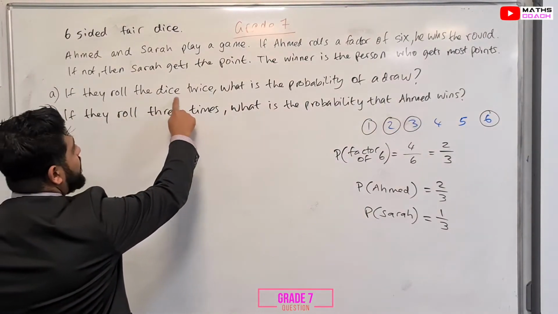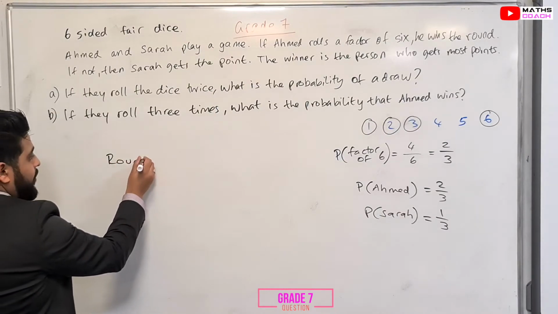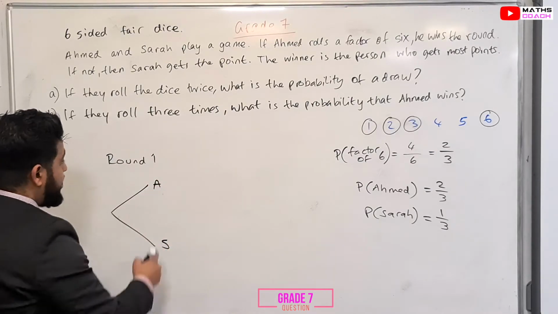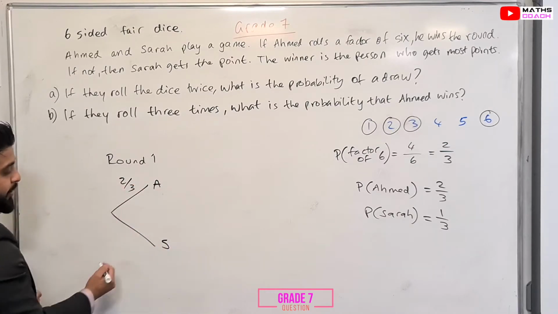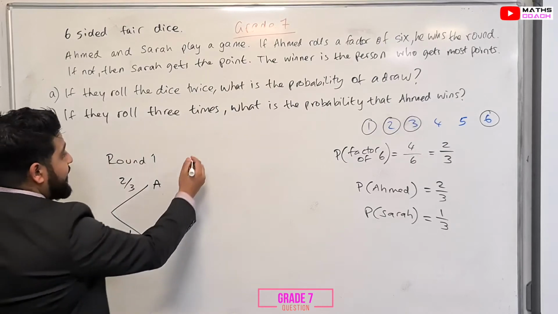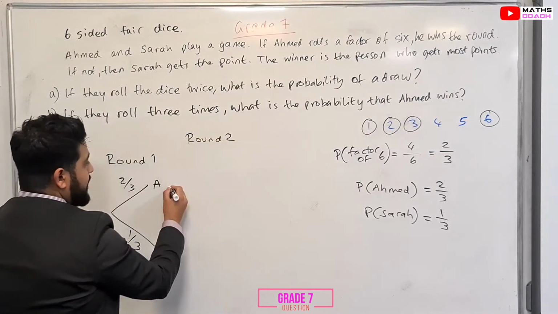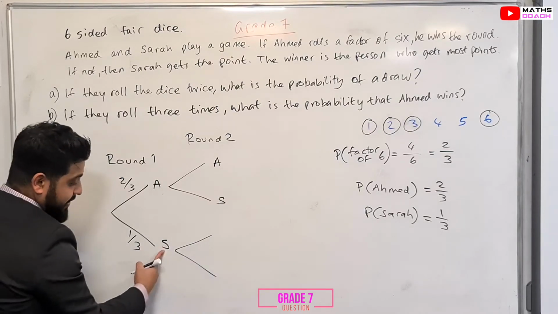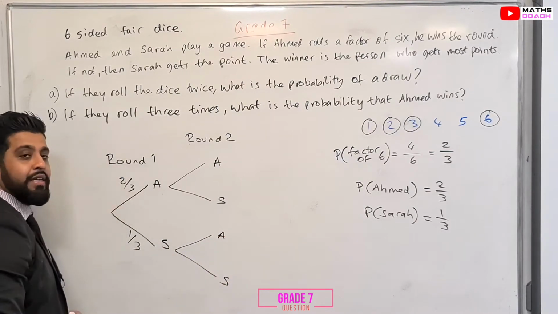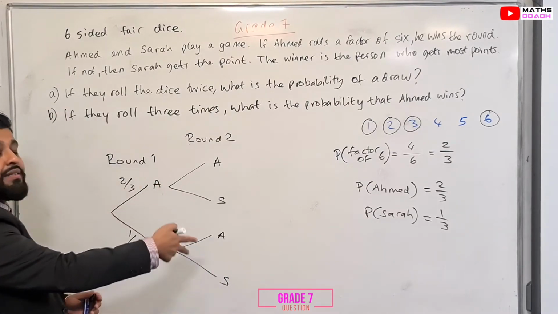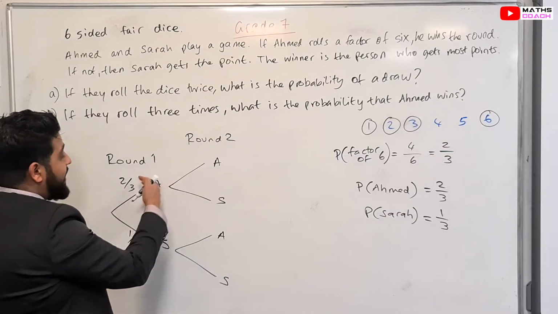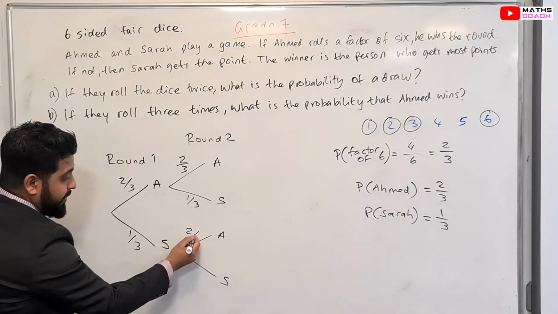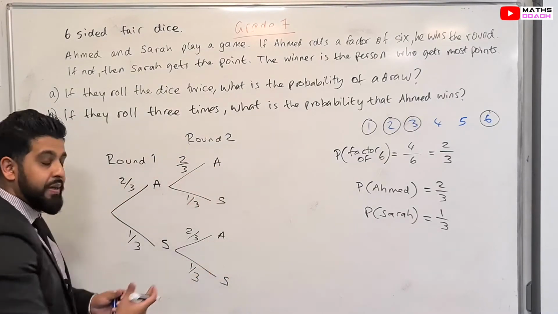So let's start off. The first question says, if they roll the dice twice, that means I have 2 rounds of rolling the dice. I have round 1, so here and here. So let's put down A for Ahmed winning and S for Sarah winning. The probability of Ahmed winning is 2 out of 3. The probability of Sarah winning is 1 out of 3. That's round 1. If they play round 2 now, we have 2 more branches coming off each event. So again, Ahmed can win or Sarah can win. Here, if Sarah wins, then again, on round 2, Ahmed can win or Sarah can win. Now, independent means that their probabilities are unaffected. So Ahmed winning in round 2 is going to be the same as his probability in round 1, so 2 out of 3, and Sarah will be 1 out of 3. Here, Ahmed will be 2 out of 3 and Sarah will be 1 out of 3. So this is our probability tree diagram completed.